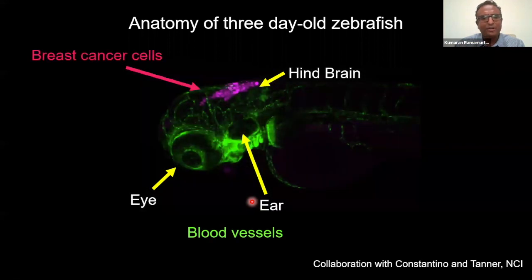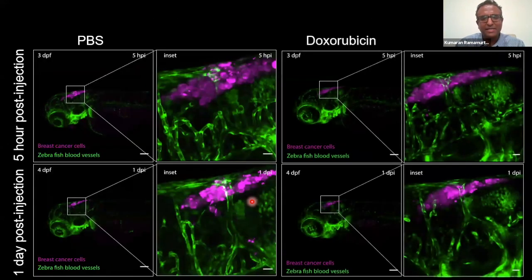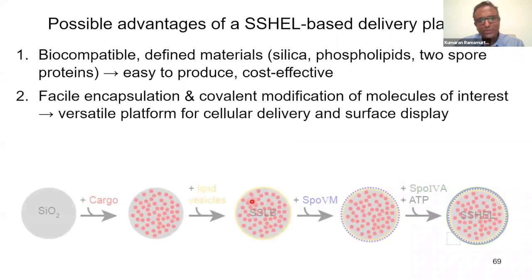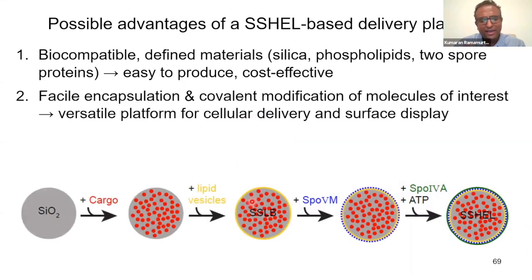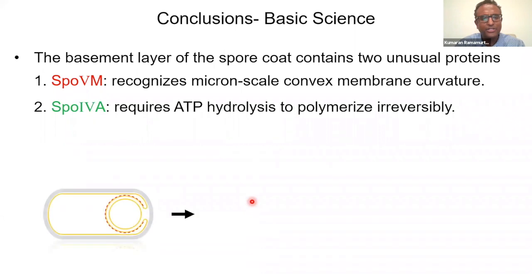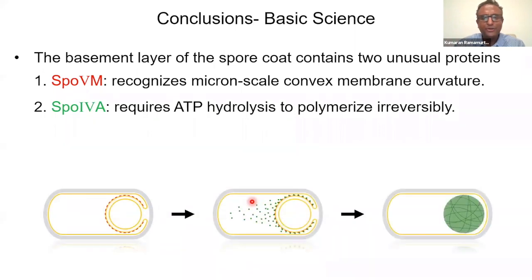This is just a different model, for brain metastasis in a zebrafish, that we also showed where it was efficacious. And so we think that this might be an interesting additional strategy for the targeted delivery of drugs to specific sites.